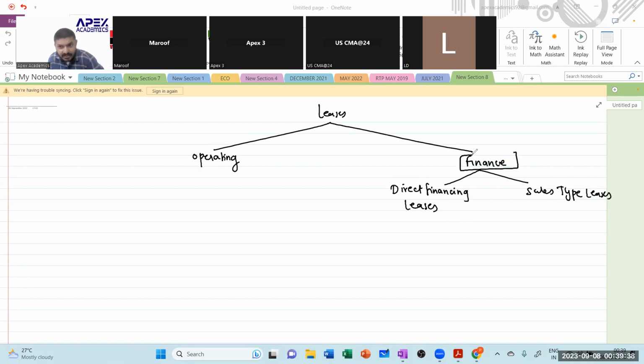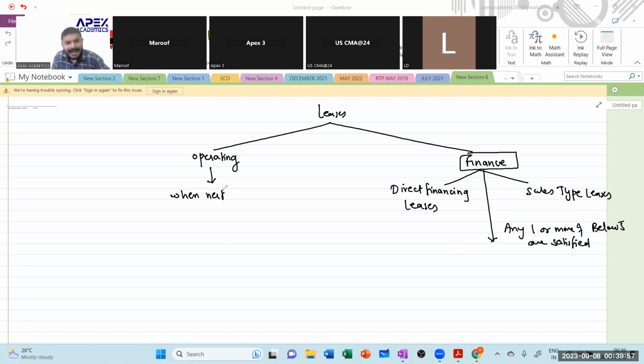The question is, when is a lease a finance lease? When any one or more of the below 5 are satisfied. When is a lease an operating lease? When neither of the adjacent 5 are satisfied. What is the first one?